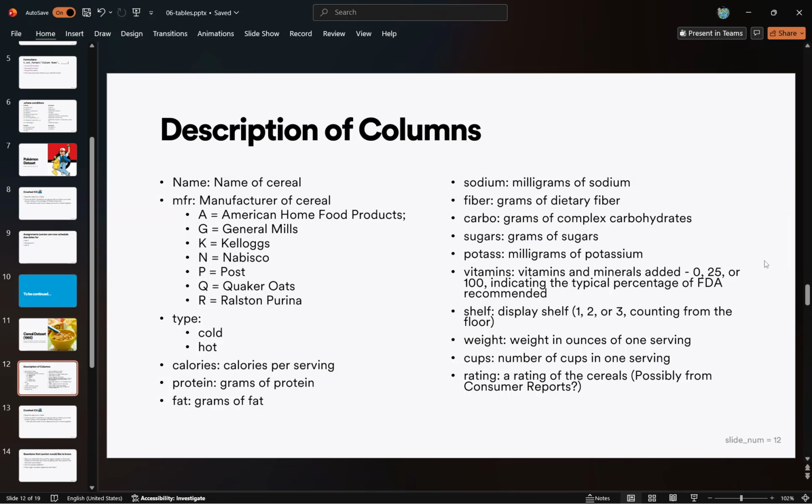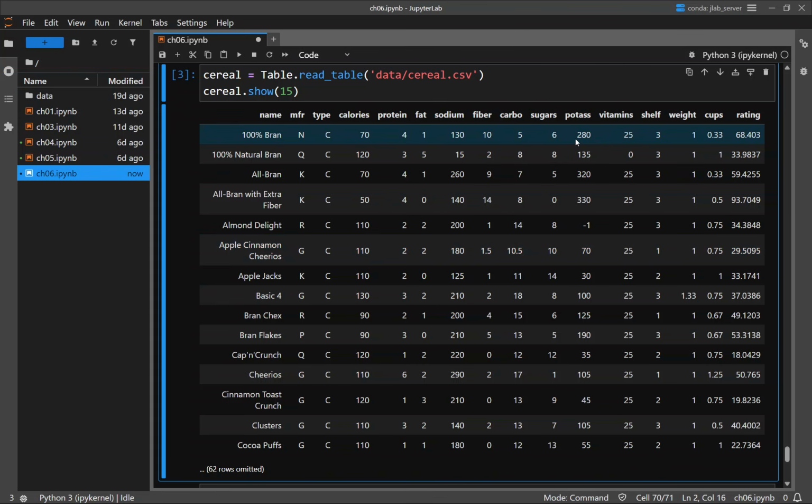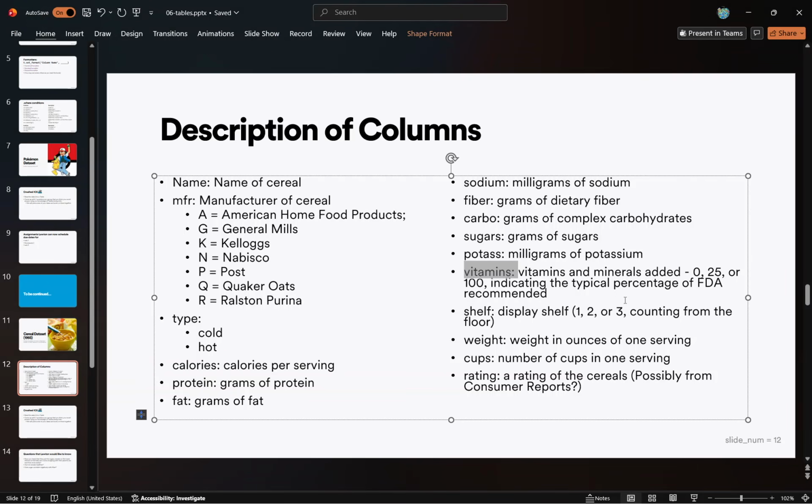And then vitamins is a little weird. Vitamins is always only 0, 25, or 100, and that's a percentage. That's like a percentage daily value. We don't know which ones, but maybe it's just the ones recommended by the FDA. The vitamins and minerals that are added in, usually to children's cereals, you're going to add in and fortify it with some amount of the recommended daily value of essential vitamins.